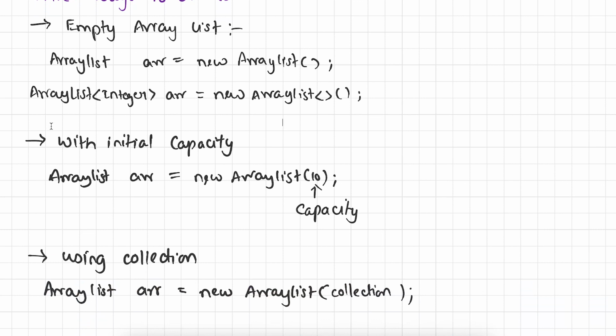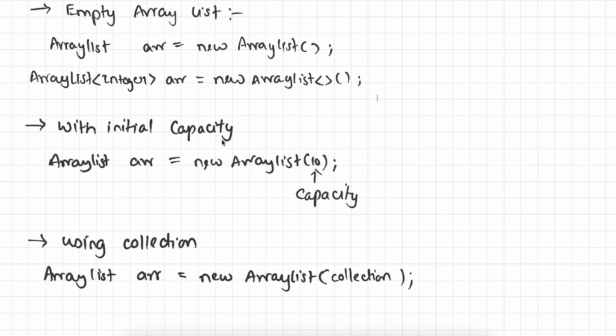The second way you can create the ArrayList is by specifying the initial capacity. This is exactly how we initialize normal arrays. So here we are specifying capacity. It means when the ArrayList gets created, initially we want to allocate memory for at least 10 elements. So this is the second way you can create an ArrayList.